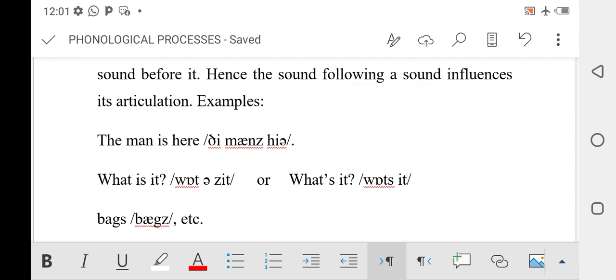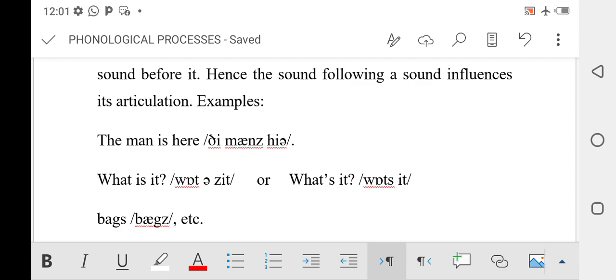And the voiced counterpart of the alveolar fricative is Z. So that is why we have Z. It is a regressive assimilation. Regressive because it is assimilating the features of the sound immediately before it. That is regressive assimilation.